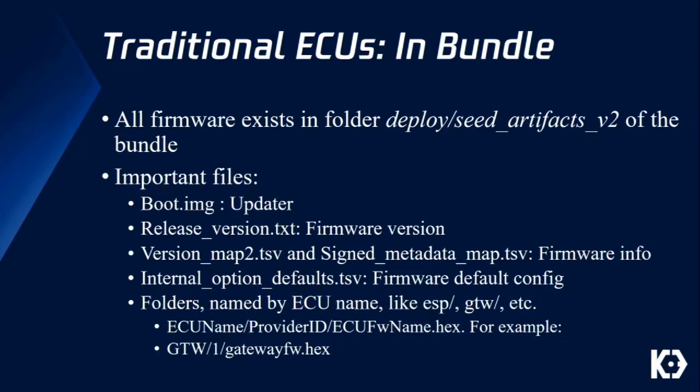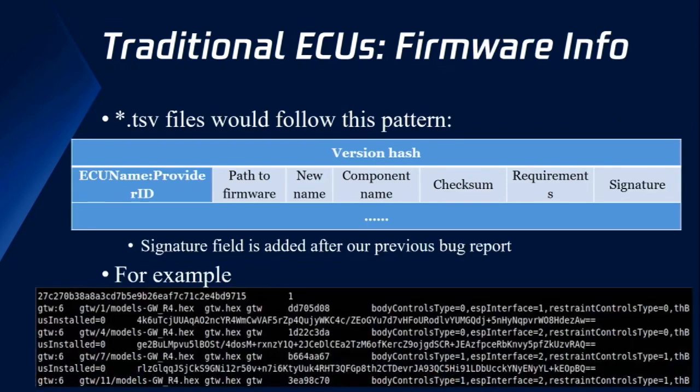And it's time to describe the TSV file. The TSV file would follow this pattern. The first line is always a version hash. And each line is following the same pattern. The ECU name, here GCW, and the provider 6. And the path to the firmware, like we have just said, GW1 models GWR4. And the new name, which means if you want to put this file into the release TGZ, you should rename it to gateway.hex. And the company name, of course, the GCW. And checksum, CRC32, of course.